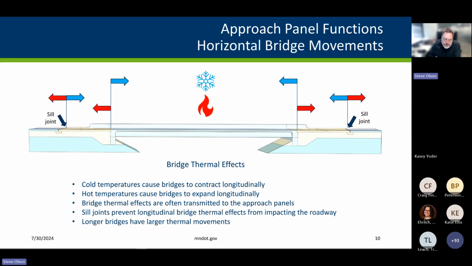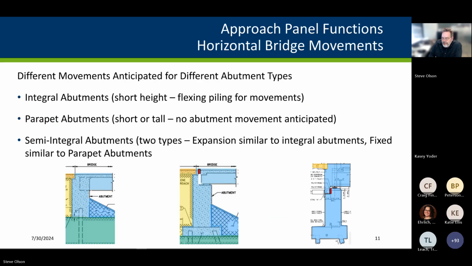Depending on how the joints and the abutments are detailed, the demand on the sill joint at the ends of the bridge may be modest or minor, or it might be more substantial. So we'll talk about different bridge types here real quickly to talk about those thermal movements. But before we do that, we need to talk about the three different types of abutments that MnDOT typically has on their bridges.